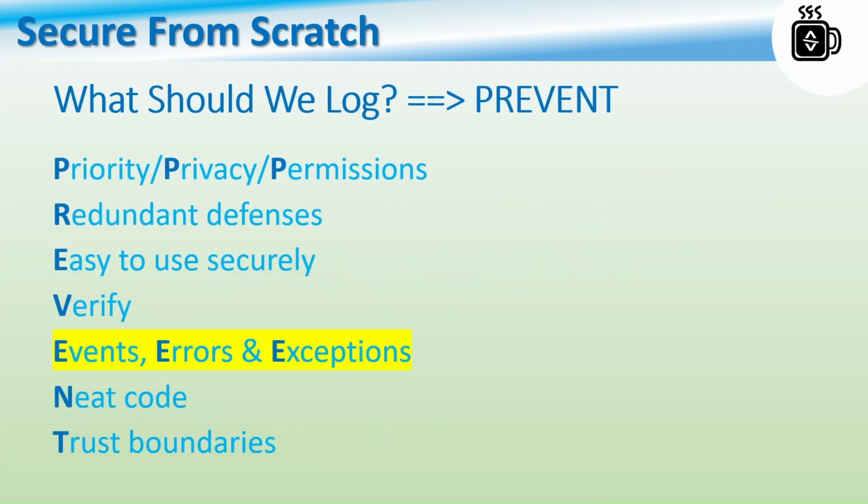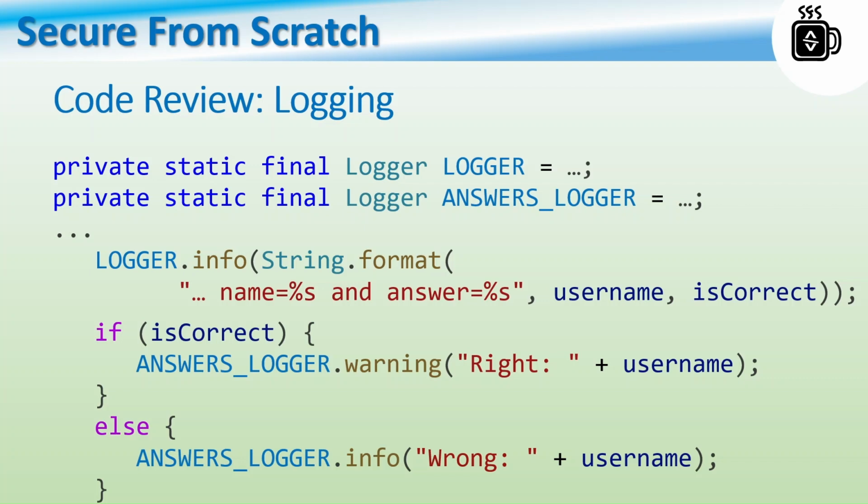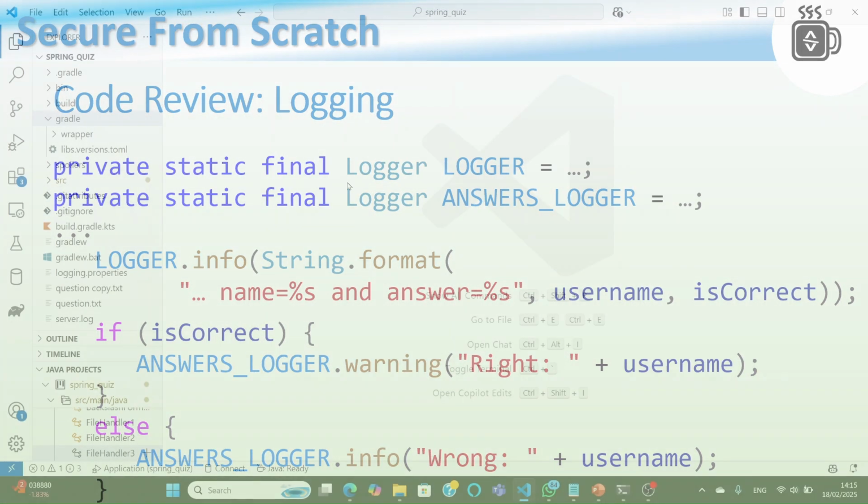So what should we write to the log? We have prevent. The second E tells us what to log: events, errors, and exceptions. Let's see the logging of events in the app's code.